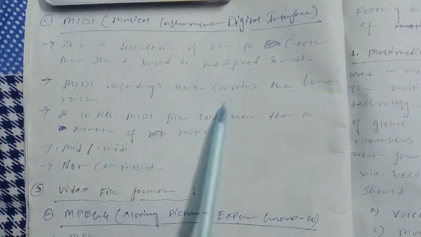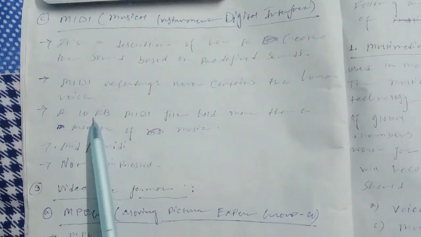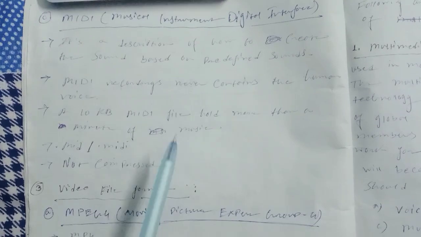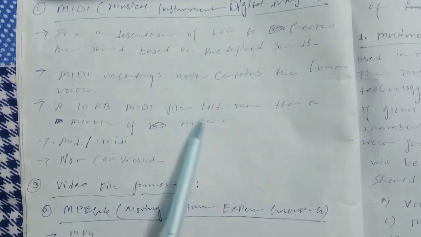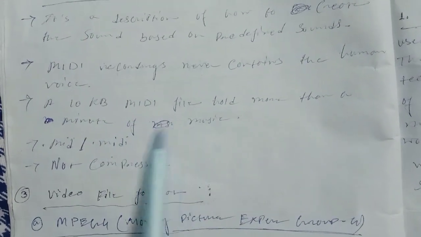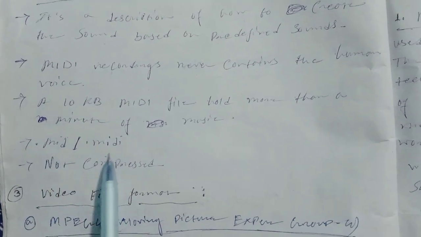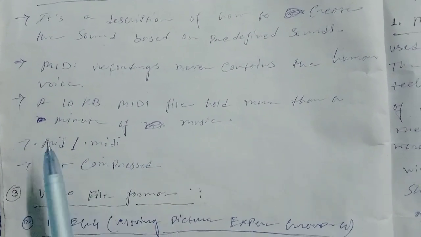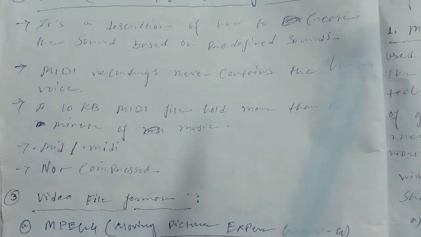So a MIDI recording never contains the human voice. A 10 MB MIDI file holds more than a minute of music. .midi or .mid is the extension, and it's not compressed.